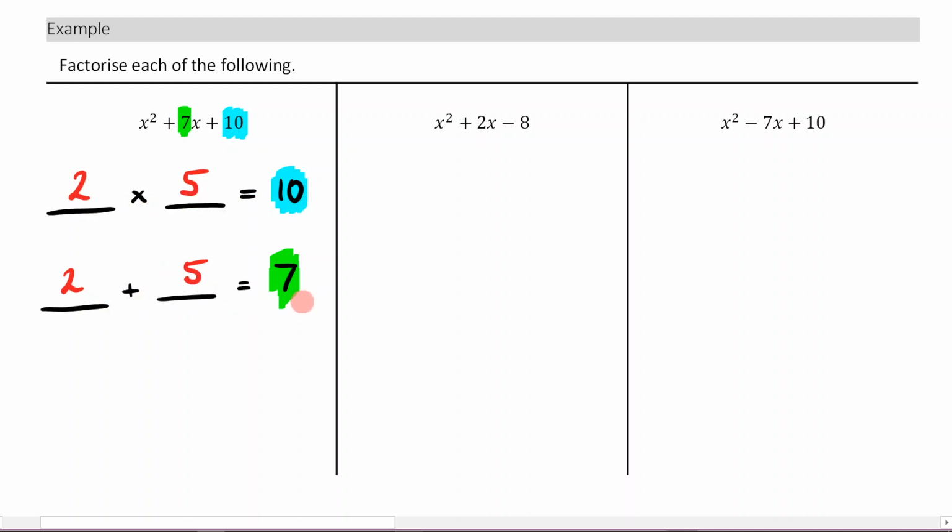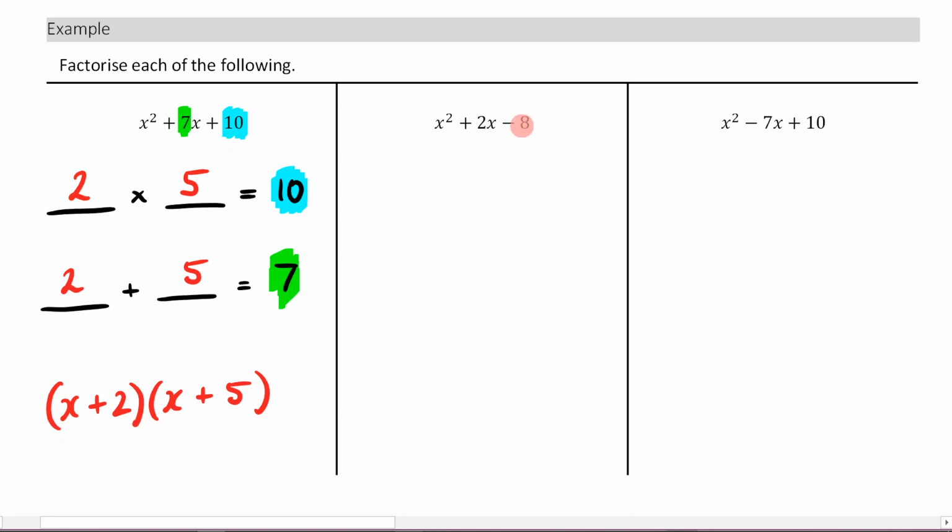So that means our answer is going to be x plus 2, x plus 5. I'm just putting those numbers in there, and we're done. That's our answer, x plus 2, x plus 5. Let's now go to the second one here.